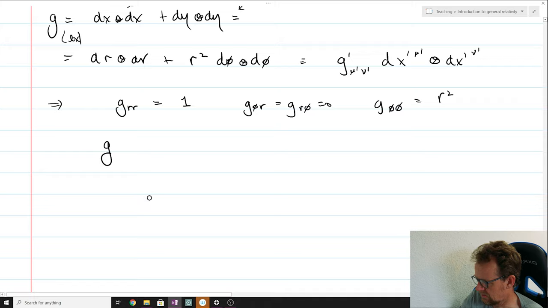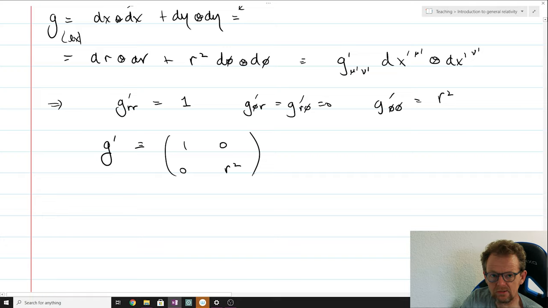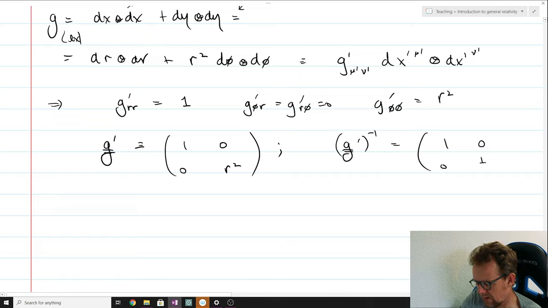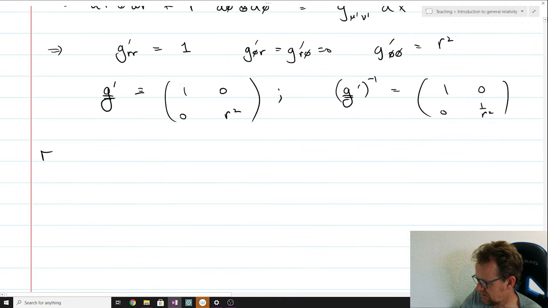I've written g, I should have written g prime_rr, right. So now we can take the metric and represent it as a matrix. Remember, any two-index tensor can be represented as a matrix, and we'll do exactly that. And that matrix has the following components: 1, 0, 0, r squared. And we can form the inverse of this matrix. The inverse of this matrix is 1, 0, 0, 1 over r squared. Right? If you take this 2 by 2 matrix and multiply it by the other one, you get the identity matrix. And now we can actually start calculating these Christoffel symbols in this new coordinate system.